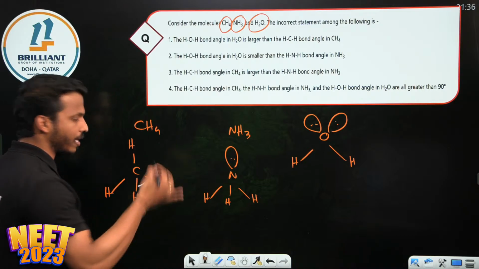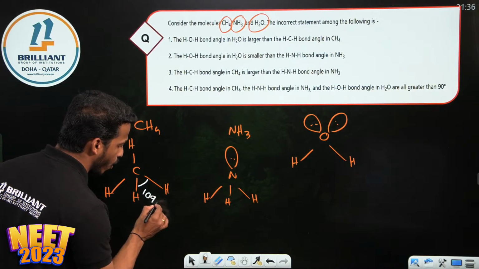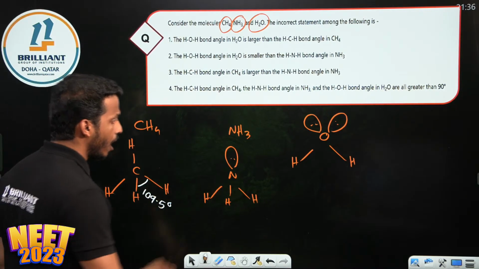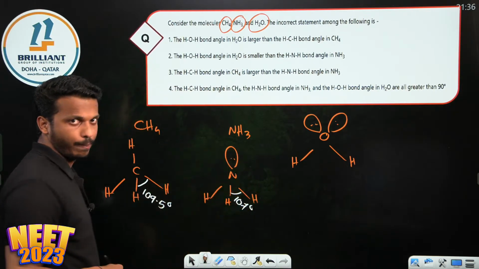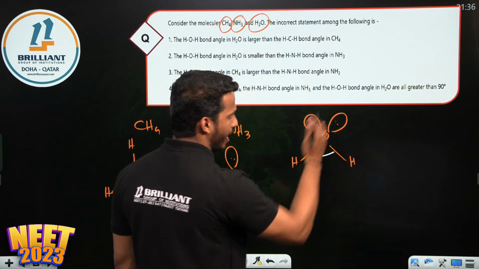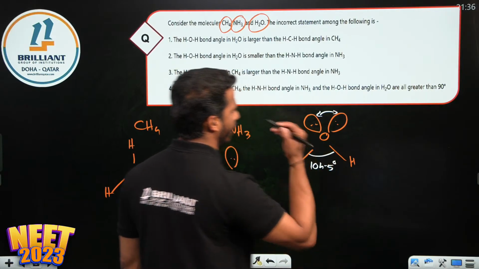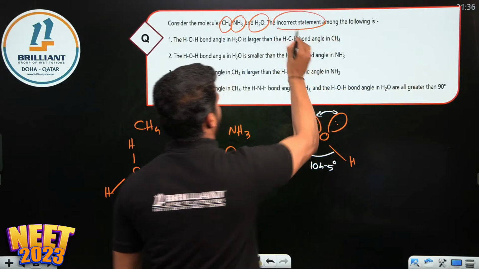What is the normal tetrahedral bond angle? Normal tetrahedral bond angle is 109.5 degrees or 109 degrees 28 minutes. Ammonia bond angle is 107 degrees because of lone pair-bond pair repulsion. It's smaller than tetrahedral. You know, water bond angle is again smaller because of lone pair repulsion. That's 104.5 degrees. So the question here, all, which is the incorrect statement?